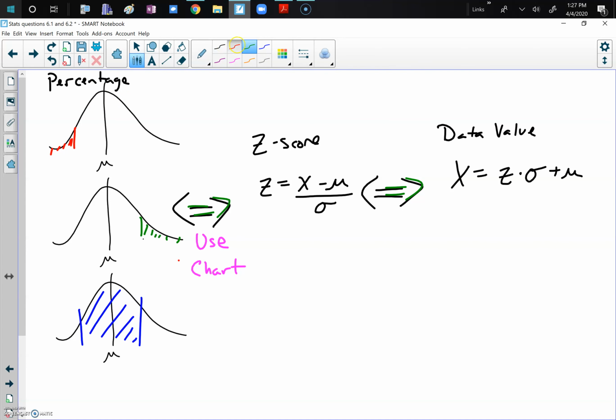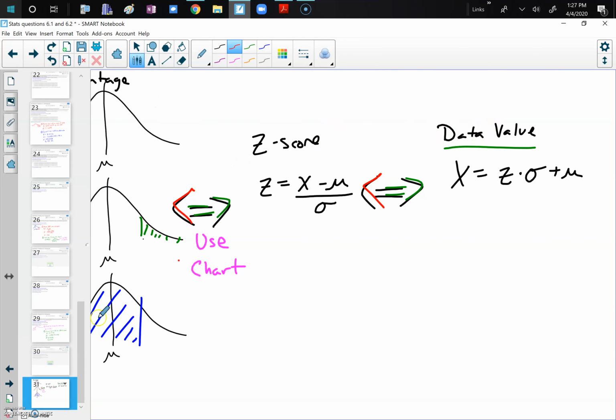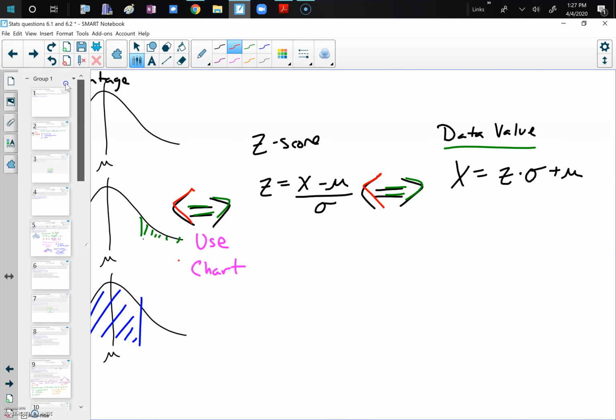So in that instance, I'm going to go the opposite direction. I'm going to start with a data value and I'm going to work by first calculating my z-score, then using my chart to determine the percentage. So that's essentially the order in which we would use the percentage, z-score, and data value. So let's look at a couple problems and we can see which order we would go through.